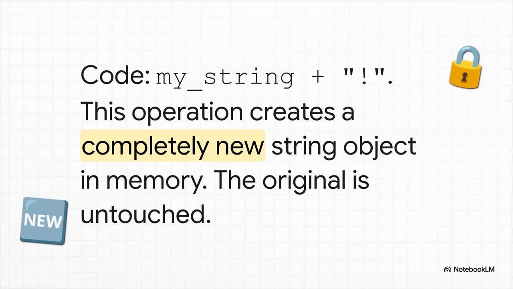What really happened under the hood is that Python created a completely new string, hello, and then just moved our myString label to point at that new thing. The original hello is still floating around, completely untouched. Getting this difference is the key to dodging so many headaches.